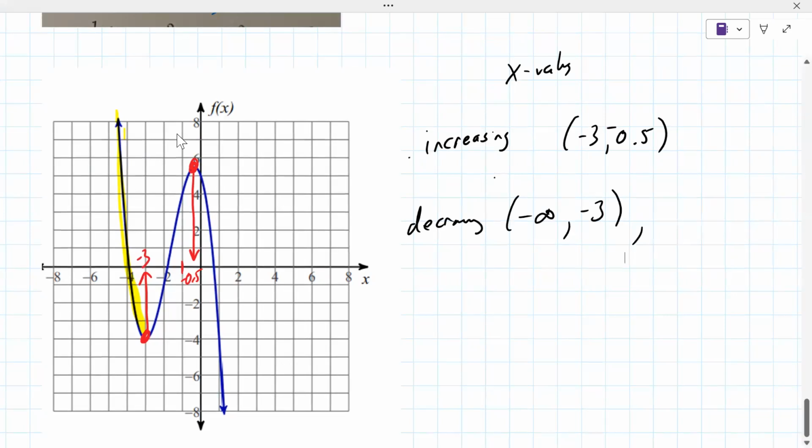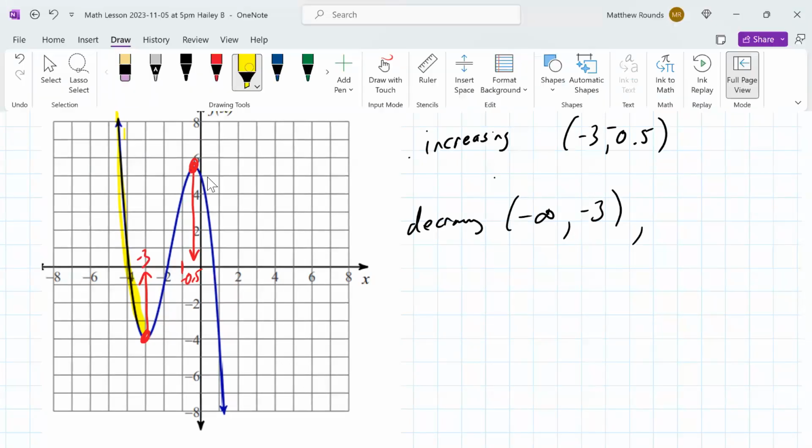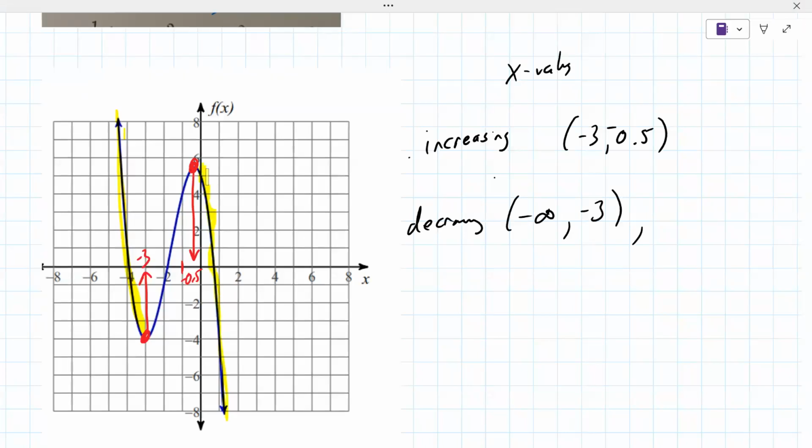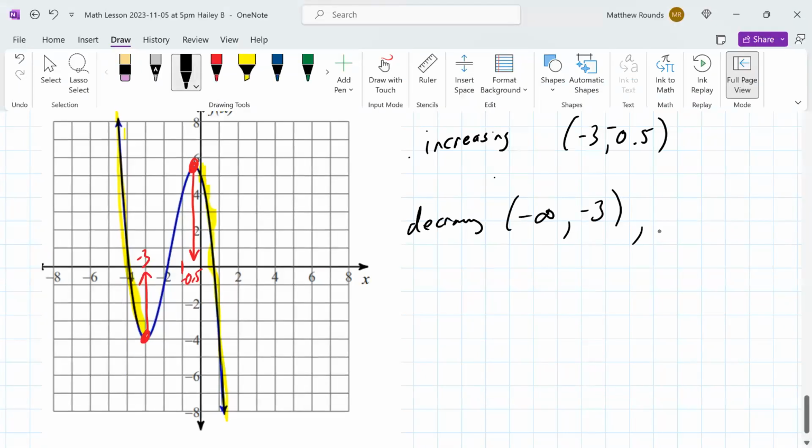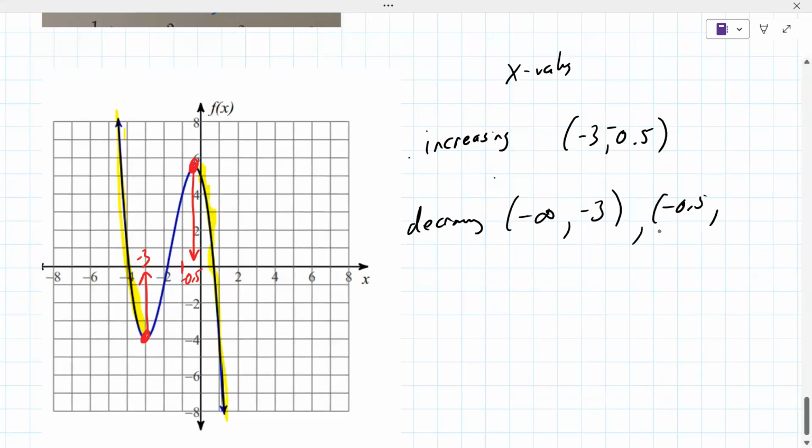And then what about this next interval here? Is it -0.5 to what? How far right does this graph go? Infinity? Yes. Okay. Questions on that? No.